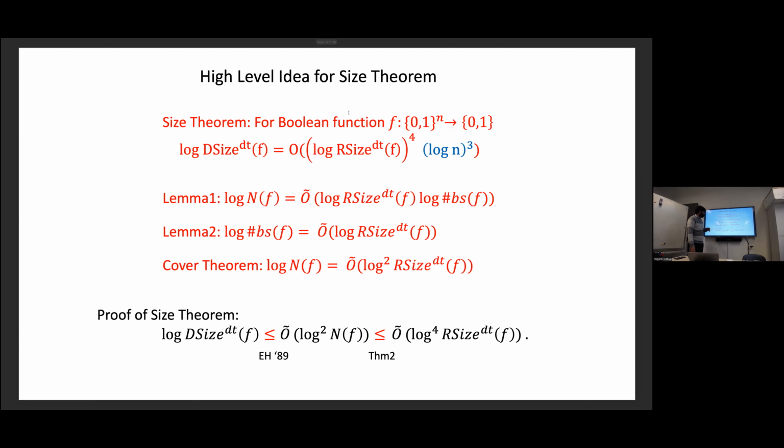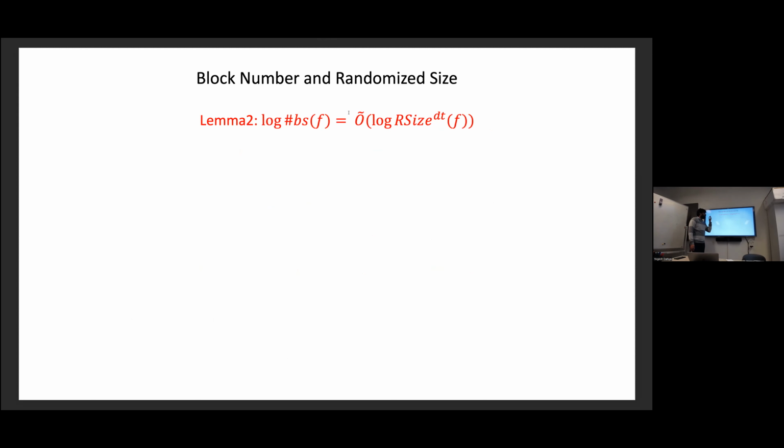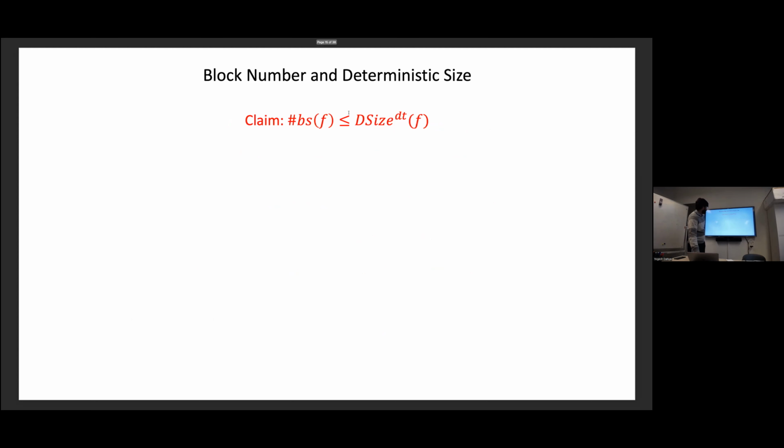Okay, so now let's come to the proof. We'll start with lemma 2. Okay. So we want to show that the block number is a lower bound on the randomized size. And let's start with the easier claim. Let's first show that the block number is a lower bound on the deterministic size.